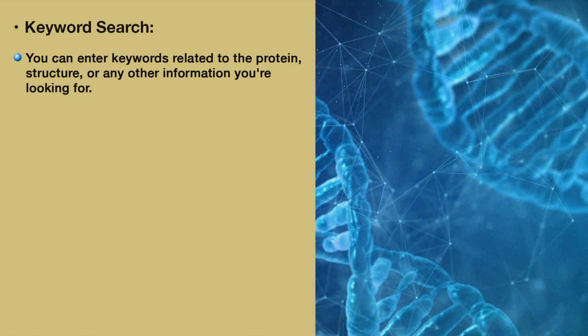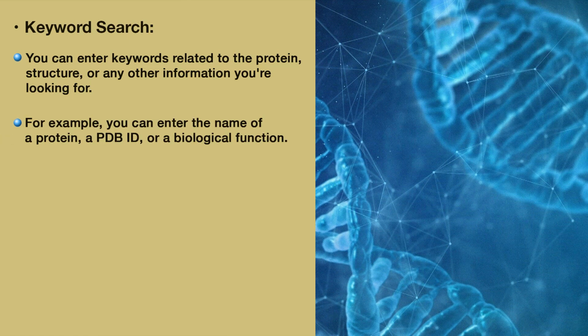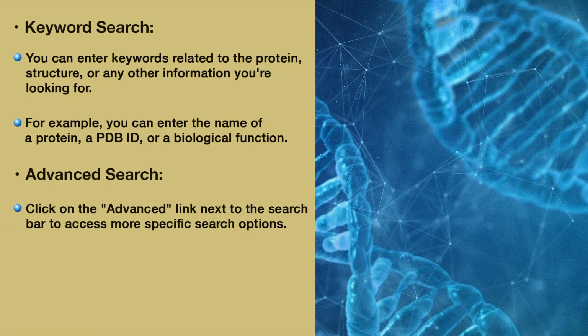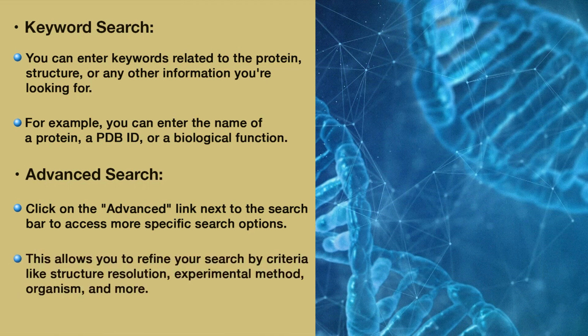Keyword search. You can enter keywords related to the protein, structure or any other information you are looking for. For example, you can enter the name of a protein, a PDB ID or a biological function. Advanced search. Click on the advanced link next to the search bar to access more specific search options. This allows you to refine your search by criteria like structure, resolution, experimental method, organism or more.